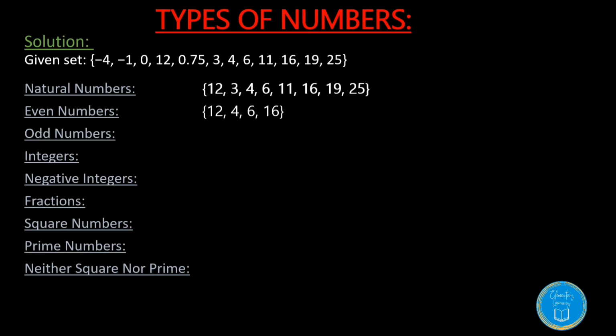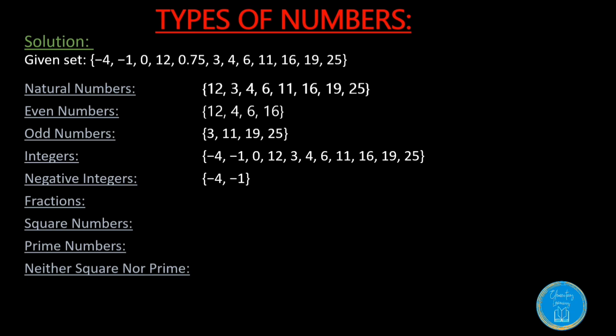Now, odd numbers are 3, 11, 19 and 25. Integers, all the whole numbers that are positive or negative are included in integers. So, -4, -1, 0, 12, 3, 4, 6, 11, 16, 19 and 25 are the integers. Negative integers are -4 and -1. Those integers which contain a negative sign before them are known as negative integers.